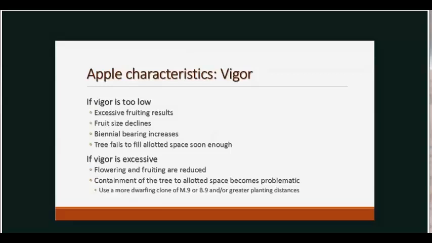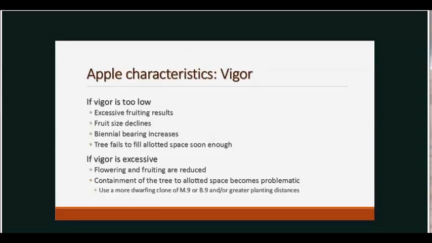And usually if we have a scion, the part that produces the fruit, that has very low vigor, usually what we have is excessive fruiting. And over time, fruit size declines. It starts moving more into that biennial bearing. And we also have a tree run out and not fill the allotted space that we want. And so usually if we have a cultivar that is low in vigor, we try to match it up to a rootstock that has higher vigor to try and push it along.